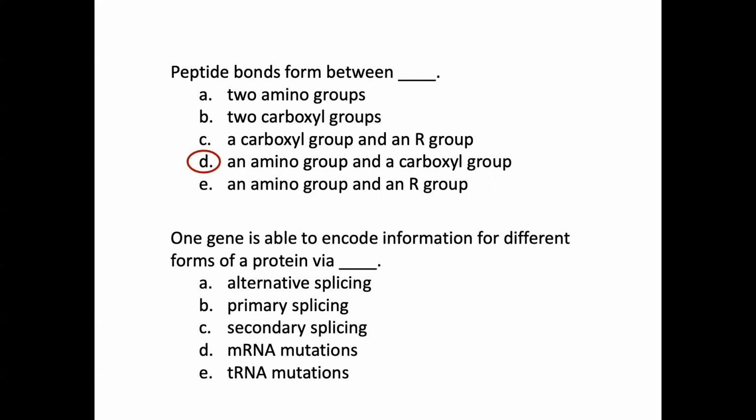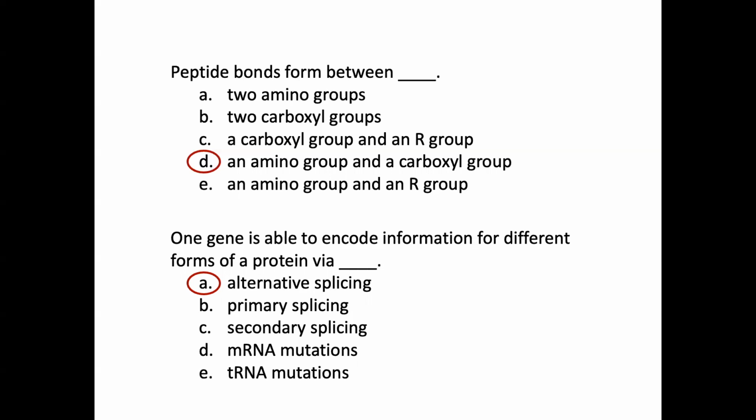Second: one gene is able to encode information for different forms of protein via what? The answer is A. We never talked about primary splicing or secondary splicing, so B and C are not correct, right? And then E is apparently wrong too, right?